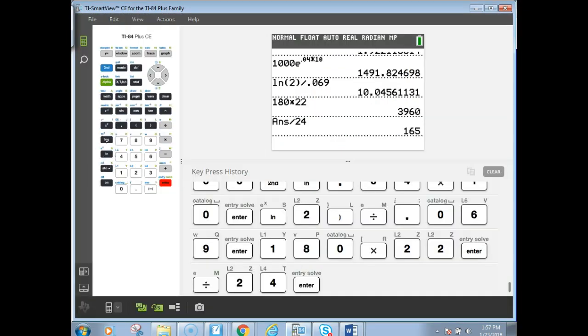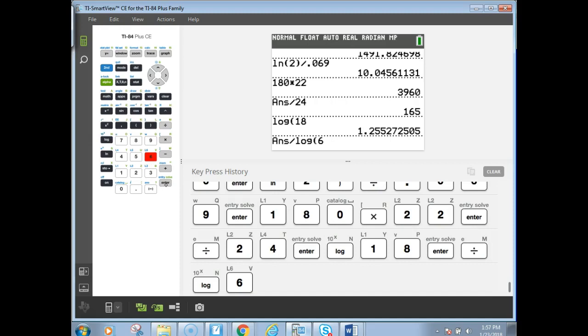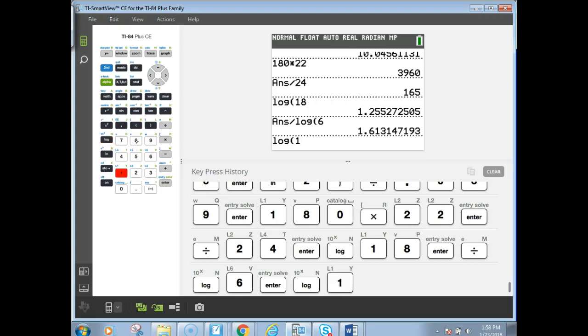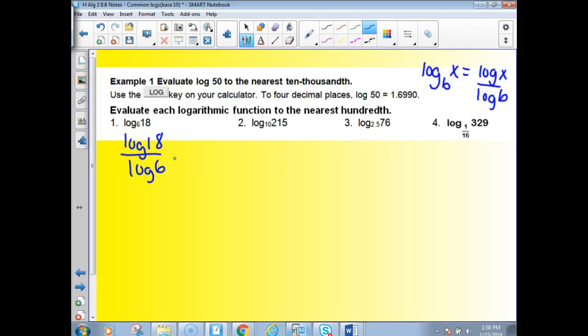So when you do that, you need to be very careful about parentheses if you're going to type it all at once. I tend to do this, log 18, enter, and then I hit divided by log 6, and then enter again. If you're going to type it all at once, I'm only going to say this one time: you need to put in parentheses. So if you do log 18, close your parentheses, divided by log 6, then you would get the same answer. So it's 1.61. I believe we're going to the hundredths place. Yes, nearest hundredth. 1.61.